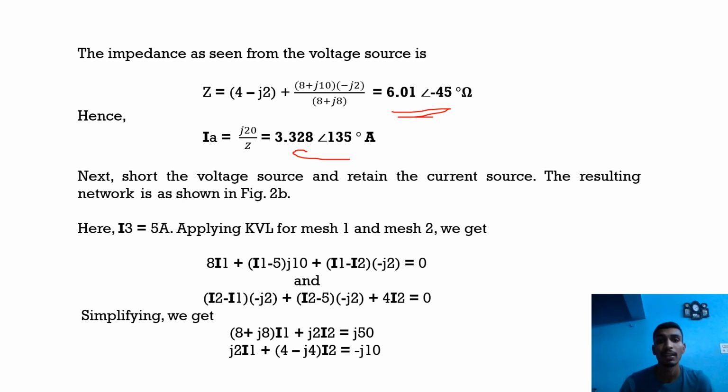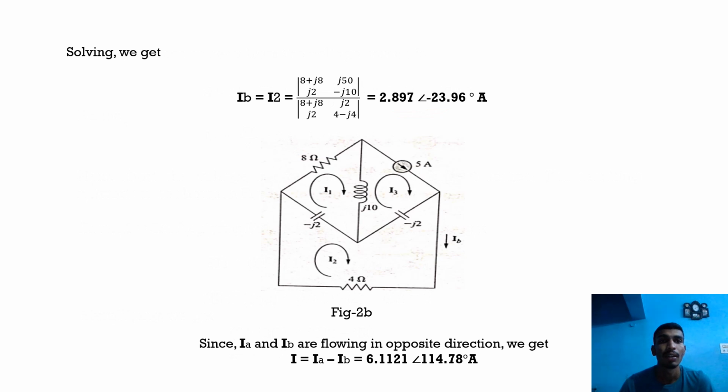Next, short the voltage source and retain the current source. The resulting network is as shown in the next slide. So I3 is equal to 5 ampere. We apply Kirchhoff voltage law for mesh 1 and mesh 2 and we get two equations in I1 and I2. Solving the two simultaneous equations by the matrix method, we get I2 around 2.897 at an angle of minus 23.96 degrees ampere.